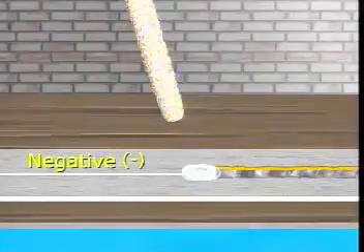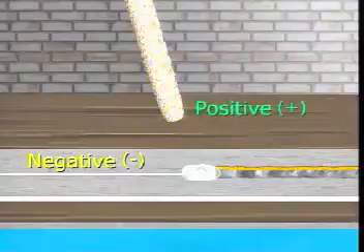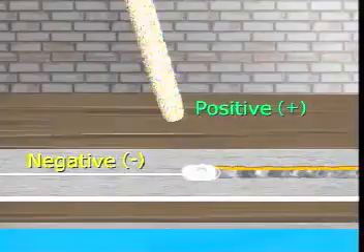Now, we can use the same diagram to show the second type of polarity that's used in arc welding. It's called reverse polarity. When reverse polarity is used, the metal being welded is connected to the welding machine's negative terminal, and the electrode is connected to the welding machine's positive terminal. That's why reverse polarity is sometimes called DC electrode positive.